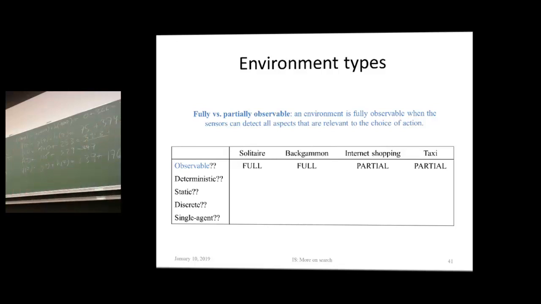So observable is about seeing all the cards, in this example. Yes, okay, that would be the difference. So you see all the stones in backgammon, and you see all the cards. And as soon as there is some uncertainty about what the possible cards your opponent has in his hand could be, then that's the difference.